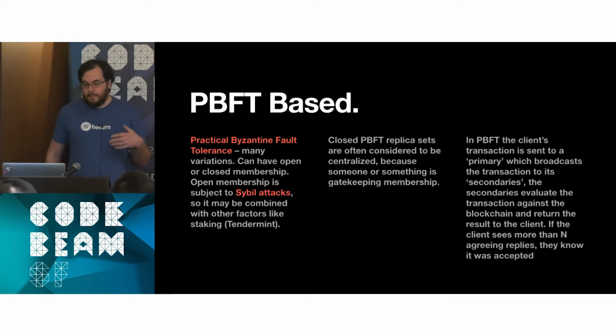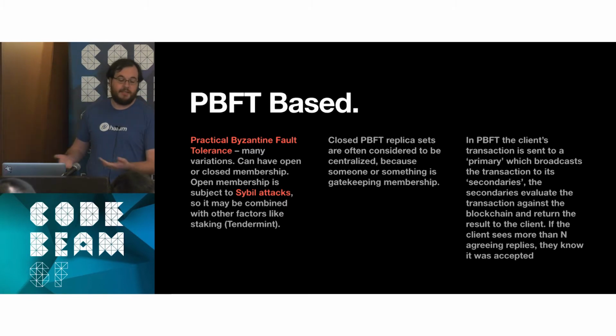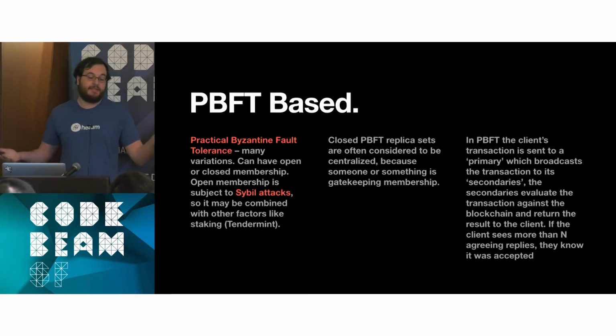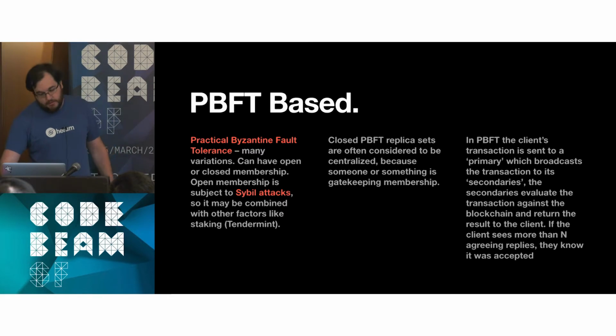So the way PBFT works very briefly is the client sends its transaction to a primary, the primary sends it to all of the replicas, and then all of the replicas reply with their results back to the original client. And the client knows how big the replica set is, so when he sees a 2/3 majority of the replica set agree with him, he knows that we've reached consensus.